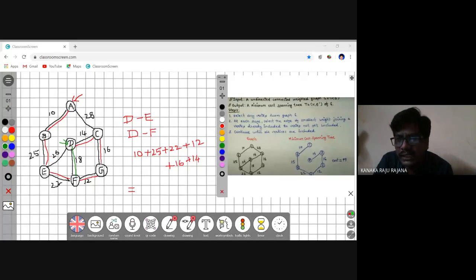Now try to practice the examples for Prim's algorithm in different graphs. Okay, almost it is around 9:40. Now I want to give some instructions. So tomorrow I shall continue about Kruskal's algorithm.